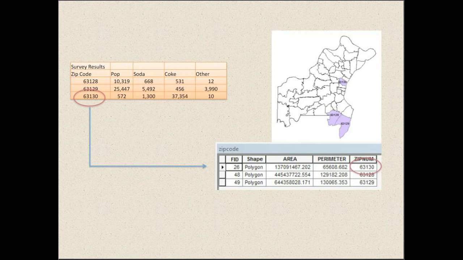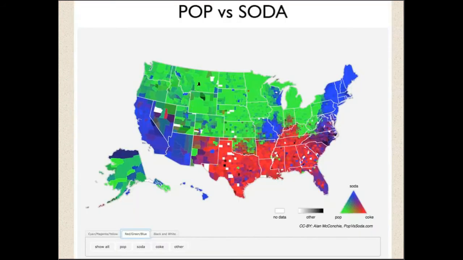Now, once we do this, we can look at these results in a whole new light. That's exactly what the folks at popversussoda.com have done. This map shows all of the zip code polygons in America, color-coded as shown on this triangle-shaped legend. Pure red, green, or blue indicates an overwhelming favorite for that particular zip code, and any areas with an intermediate shade indicate a blended response. So viewing our results as a table does not reveal the regional clustering that's so obvious when we display these data using a spatial context.